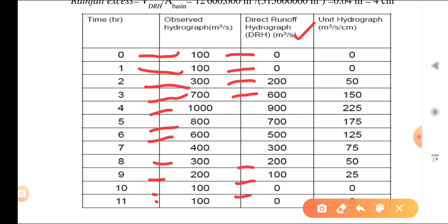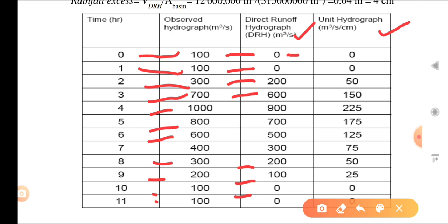Okay, now we have to find our desired unit hydrograph. So how will we convert the direct runoff hydrograph to the unit hydrograph? Both come from the effective rainfall excess, but the unit hydrograph comes from the unit rainfall excess. So what is the effective rainfall? Here it comes to 4 centimeters.